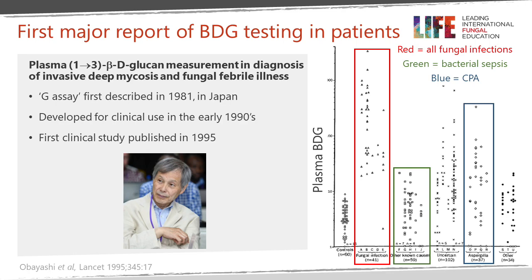You can see in this figure the values of Beta-D-glucan measured in blood, and in the red box were all fungal infections, and the majority of these had a raised Beta-D-glucan. In the green box you can see bacteriosepsis, and for the most part the levels are quite a lot lower in bacteriosepsis. Probably some of these patients have mucosal damage and therefore are leaking a little bit of Beta-D-glucan from the gut, which I'll discuss in a minute. And the blue box are patients with chronic pulmonary aspergillosis, and you can see a few of these patients have levels that are in the same range as systemic or invasive fungal infections, but most of them are lower.